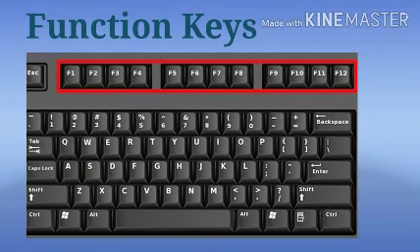Now, what is the use of function keys? There are 12 function keys at the top of the keyboard. They are labeled F1 to F12. The function keys can be set to do different tasks in programs. These keys may do different things in different programs.